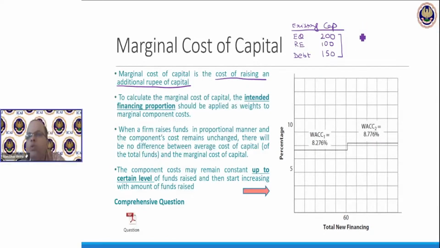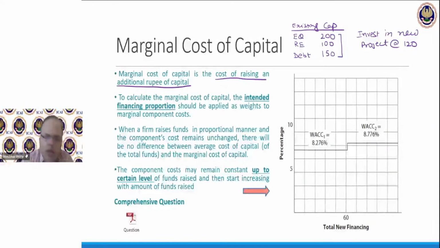Let's say a company wants to invest in a new project which needs 120. That means 100 can come from the retained earnings itself, yes or no? 100 can come from the retained earnings itself. Now, if I had to maintain the same proportion between the equity and debt, I may not even require the entire 100. I may be raising some additional debt also, and some part can come from the retained earnings. That's what my intention would be.